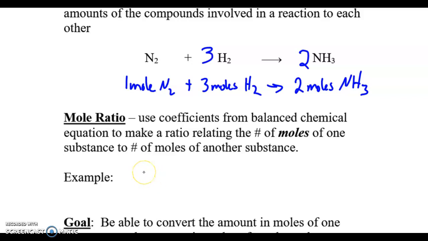So if we were converting from an amount of nitrogen to an amount of ammonia, then we could do something like this. On the bottom of the conversion factor, we'd put 1 mole of nitrogen, and on the top we would put 2 moles of ammonia. Or if we were trying to convert from ammonia to nitrogen, we would do the opposite of that.